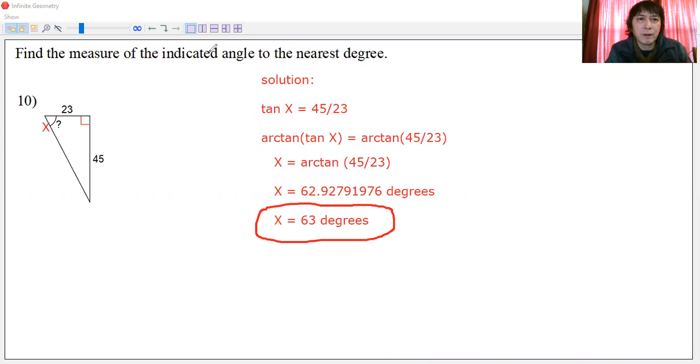There. And let's check and verify. Yes, it's 63 degrees over here. You can see the final answer over here. Okay, so this will be all for our finding angles in a right triangle.